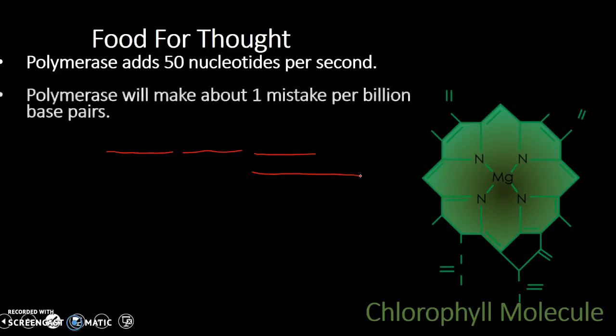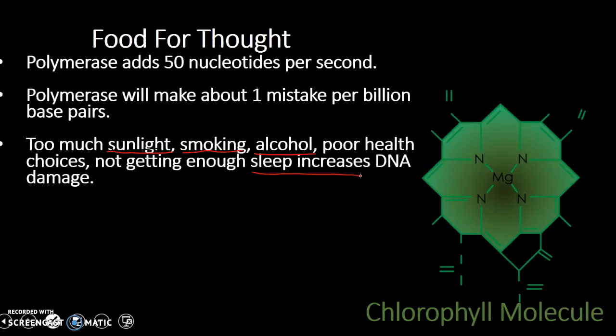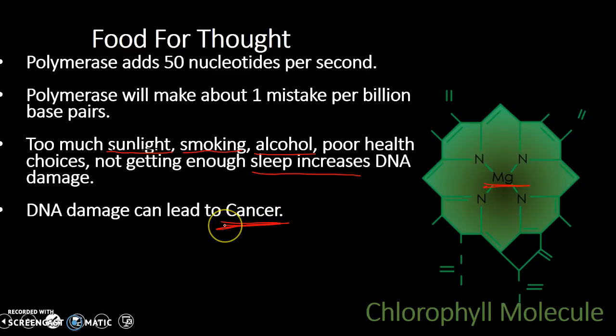Well, polymerase has to have magnesium. In order to work, polymerase has to have magnesium. Also, too many of those mistakes, too many of those boo-boos, can lead to cancer. So you don't want those mistakes. You want to try to prevent those.